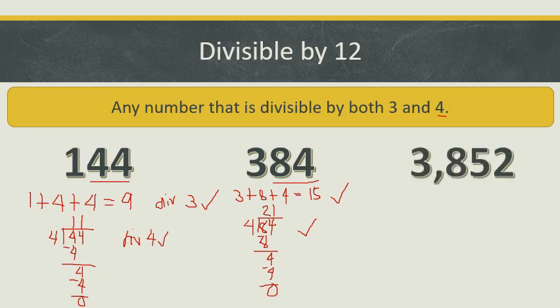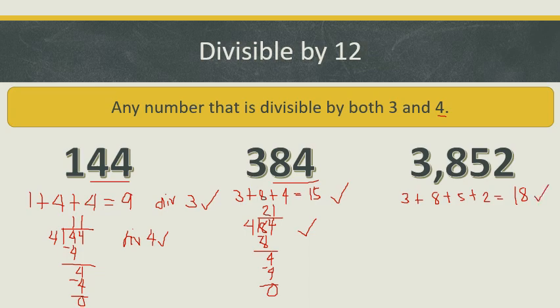And last example natin. So, ganun ulit sa divisibility rules sa 3. So, i-add natin. So, 3 plus 8 plus 5 plus 2. So 3 plus 8 is 11, plus 5 is 16, plus 2 is 18. So skip count nga tayo sa 3 kung siya ba ay kasama yung 18. So 3, 6, 9, 12, 15, 18. So ibig sabihin siya ay divisible sa 3.